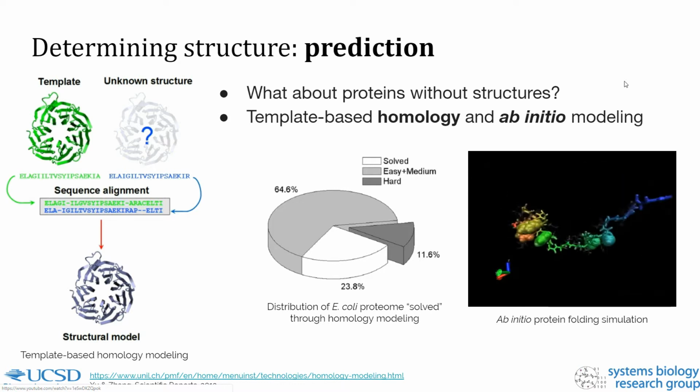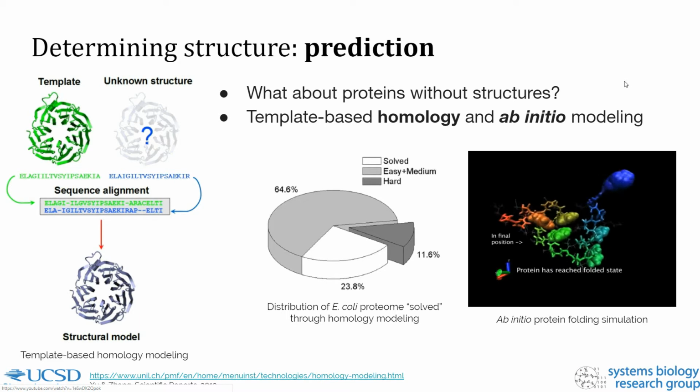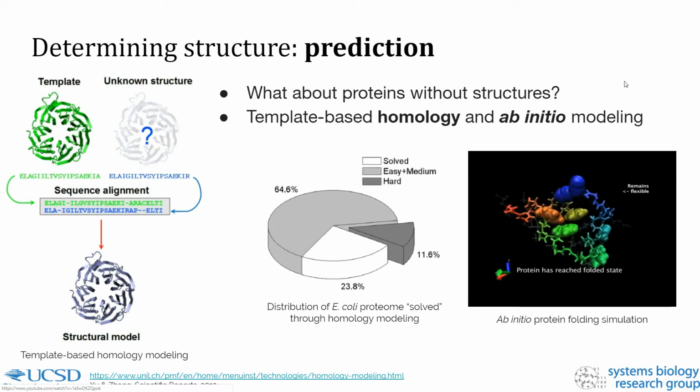Luckily, it is often the case that protein shape is more conserved than genetic sequence. Taking advantage of this and the sheer number of experimental protein structures available, template-based homology modeling methods often result in fairly good predictions of protein structure.